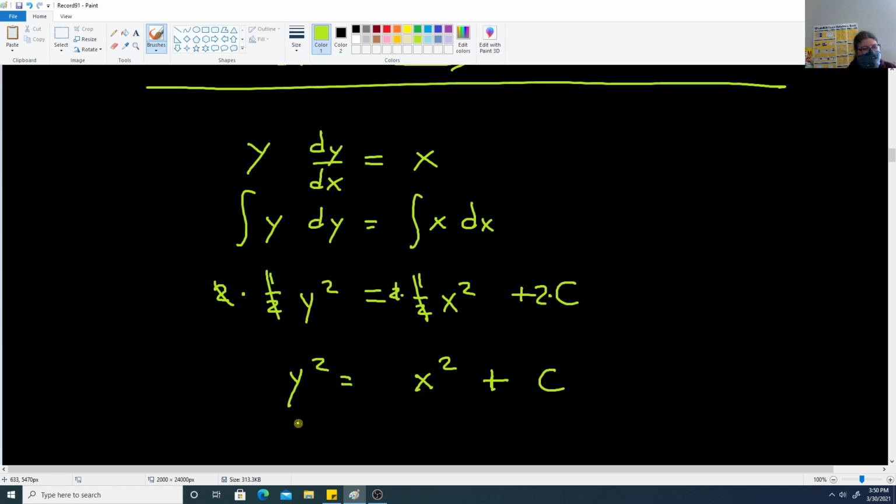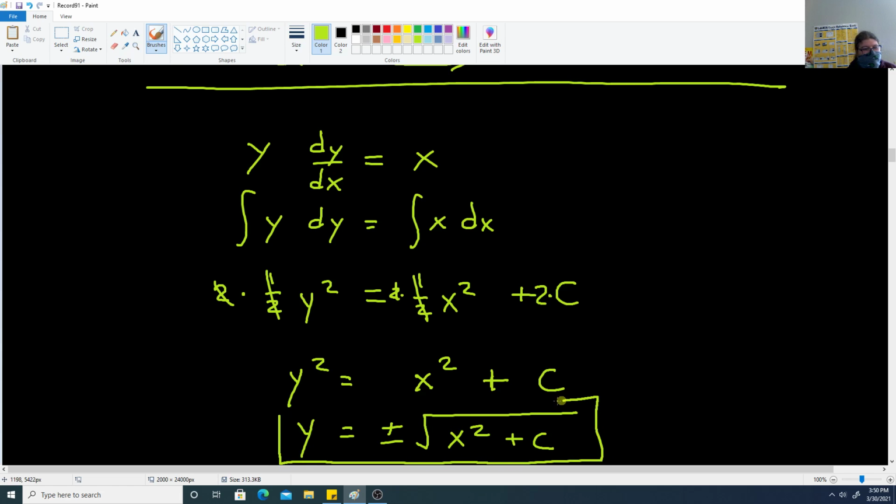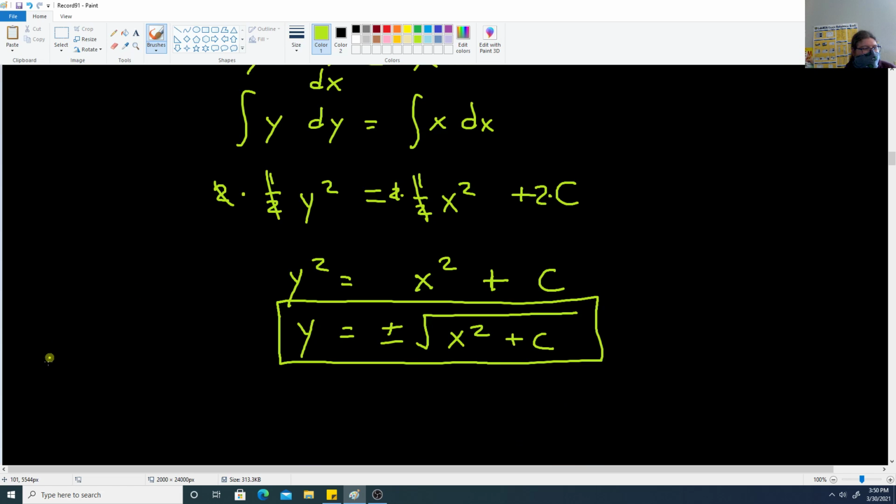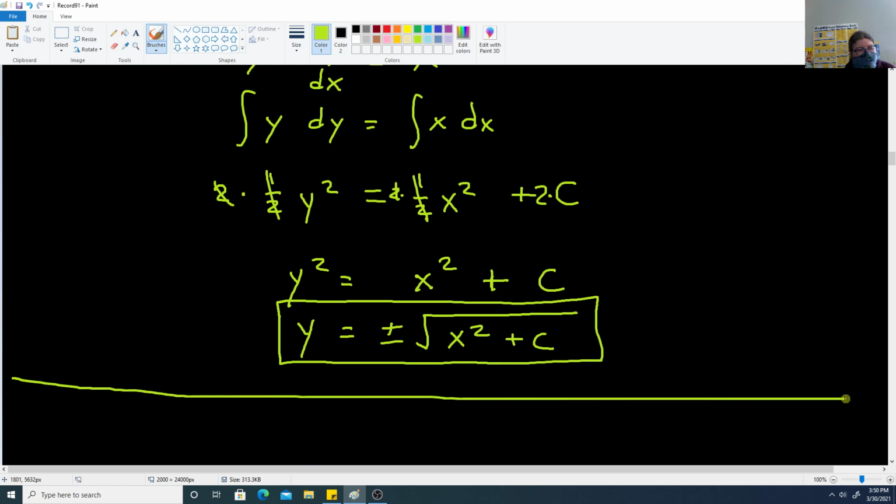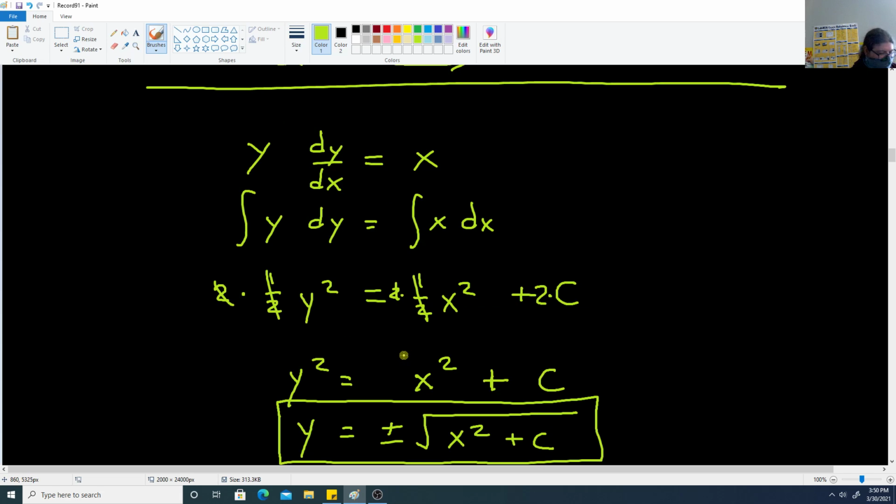Then to get rid of the square, we take plus or minus the square root, and we'll have this for our answer. That is our general solution. Now, if they gave me some extra information, I could plug in for y and figure out the constant value, which we'll do in a little bit. But I want to do a couple of problems where we just find the general solution.